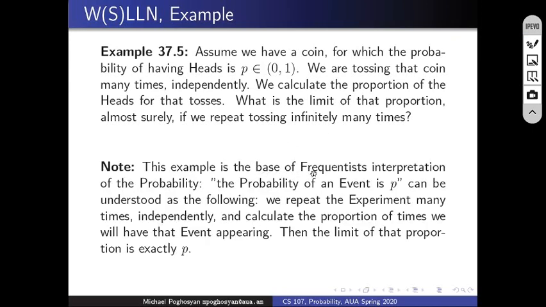Okay, this example is the base of the frequentist interpretation of probability. Frequentists interpret the probability of some event being P like this. The probability of an event being P can be understood as the following. We repeat that experiment many times independently and calculate the proportion of times that event happens. Then the limit of that proportion is exactly P. So this is the frequentist interpretation of probabilities. And there is another one, the Bayesian interpretation. You can read about that in textbooks or in other media.